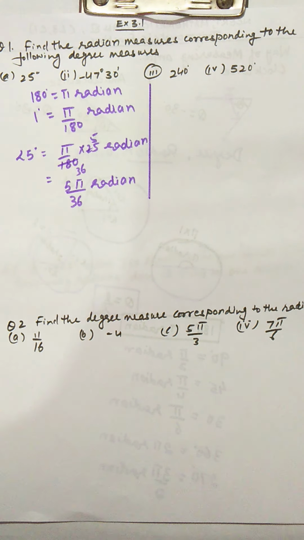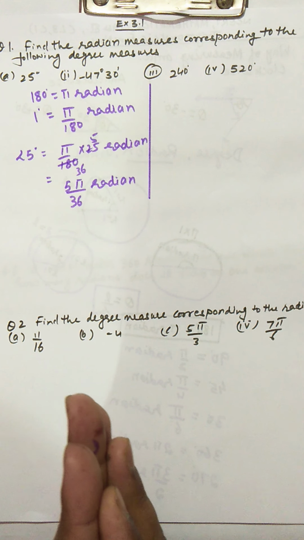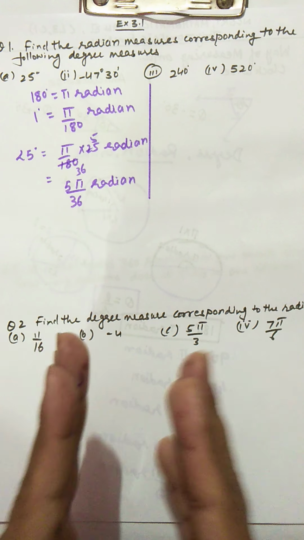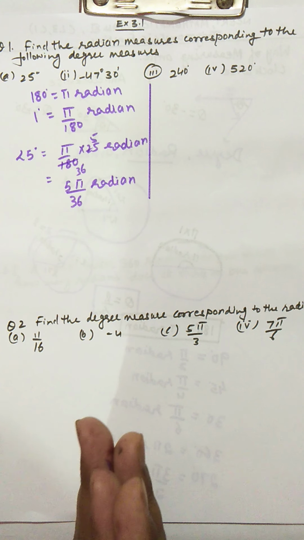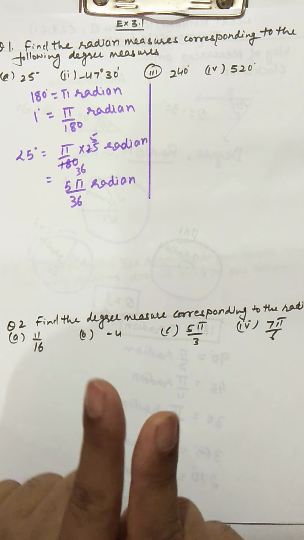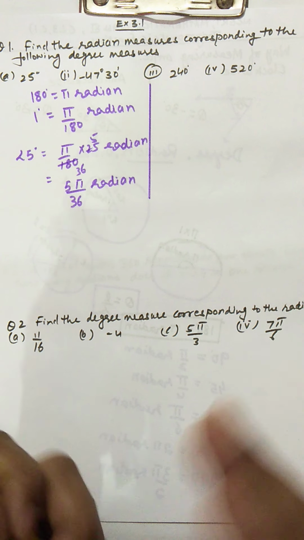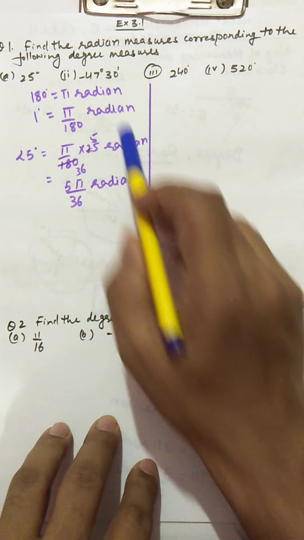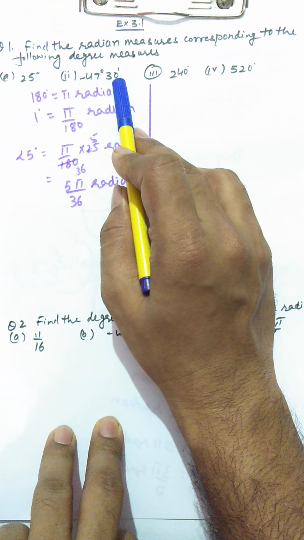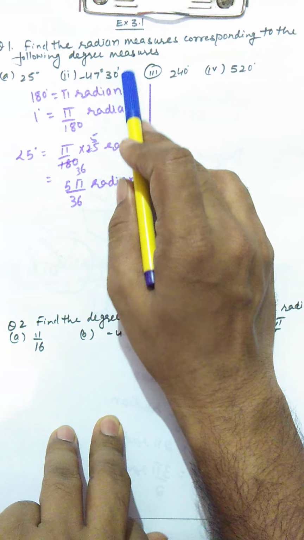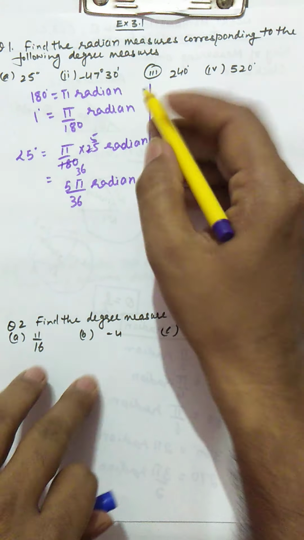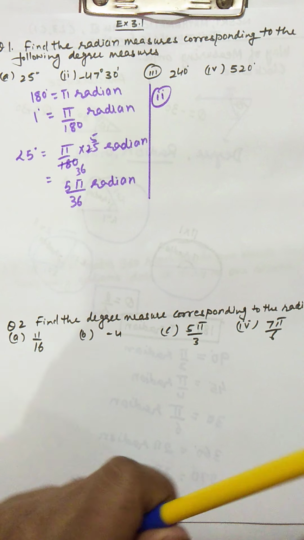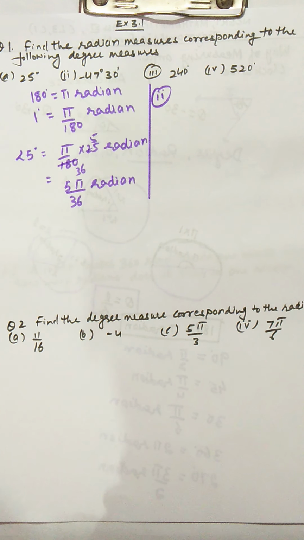See, we can divide 1 degree into 60 parts, just as 1 hour is divided into 60 minutes. Similarly, this 1 degree can be divided into 60 parts, and one part will be called a minute. So this is your 30 minutes. It means this is a half angle. So first we can convert that complete angle into degree measure.